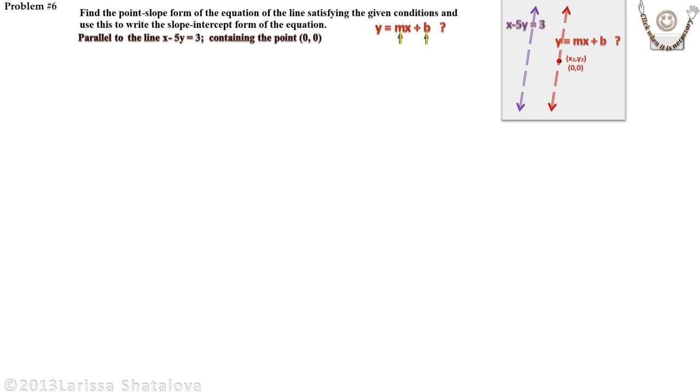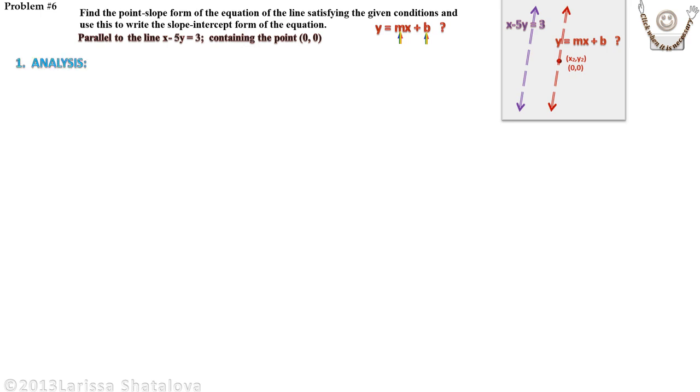Problem number 6. Find the point-slope form of the equation of the line satisfying the given conditions and use this to write the slope-intercept form of the equation. Our line is parallel to the line with equation positive 1x and negative 5y equals 3, and our line contains the point with coordinates 0, 0. We have to show our answer as y equals mx plus b in slope-intercept form.